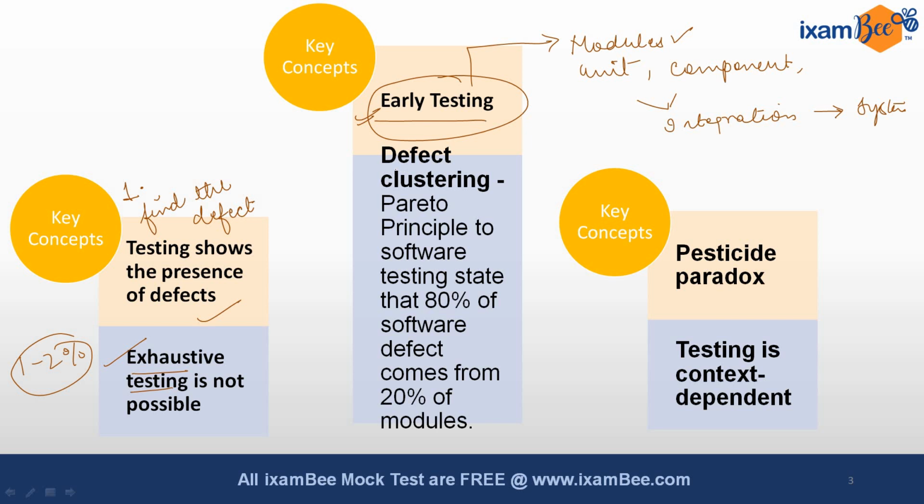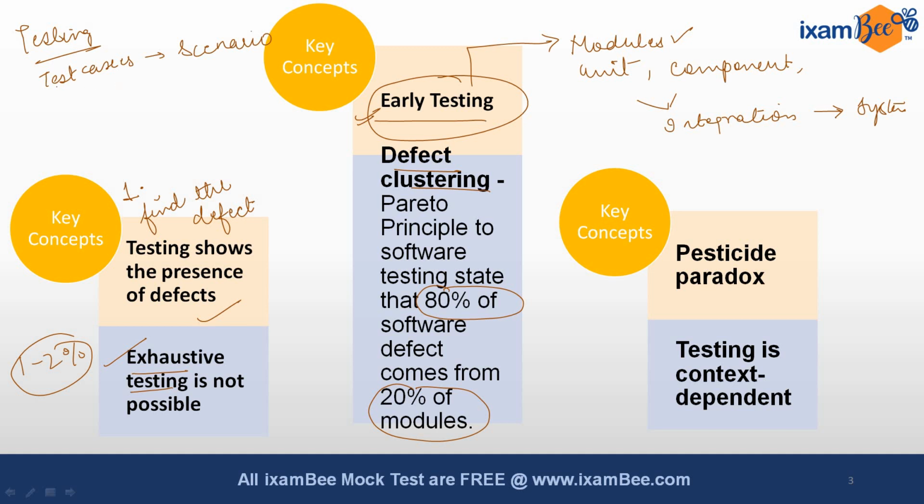Then defect clustering. What do we mean by defect clustering? There is a Pareto principle where we can say that 80% of the software defects come from 20% of the modules. Whenever we do testing, we have some test cases that depend on scenarios, and we develop these scenarios depending upon what kind of software we have. We have different kinds of test cases for a mobile app and for a website. So it depends on which kind of testing we are doing on which kind of software.